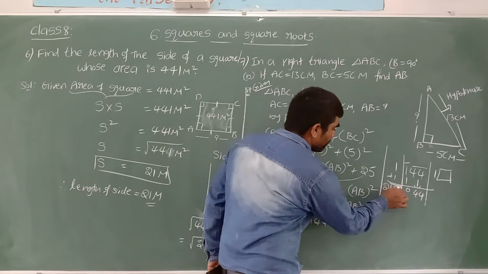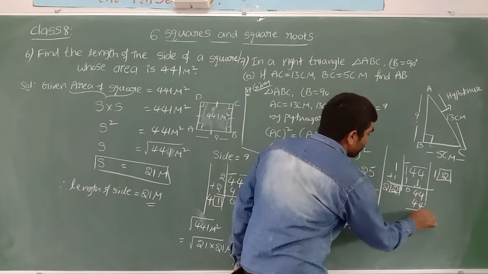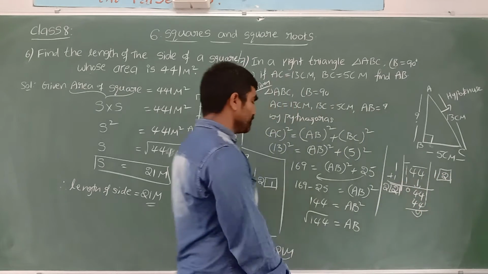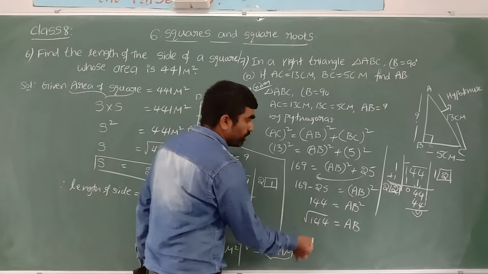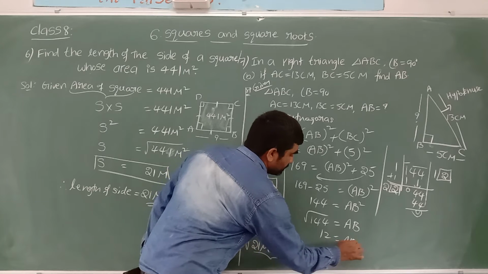If I write here 2, here also 2. 2 times 2, 2 to the 4, 2 to the 4. 144. Yes, the remainder is 0. What can we say now? The square root of 144 is how much? 12. So 12 is equal to the length of AB.